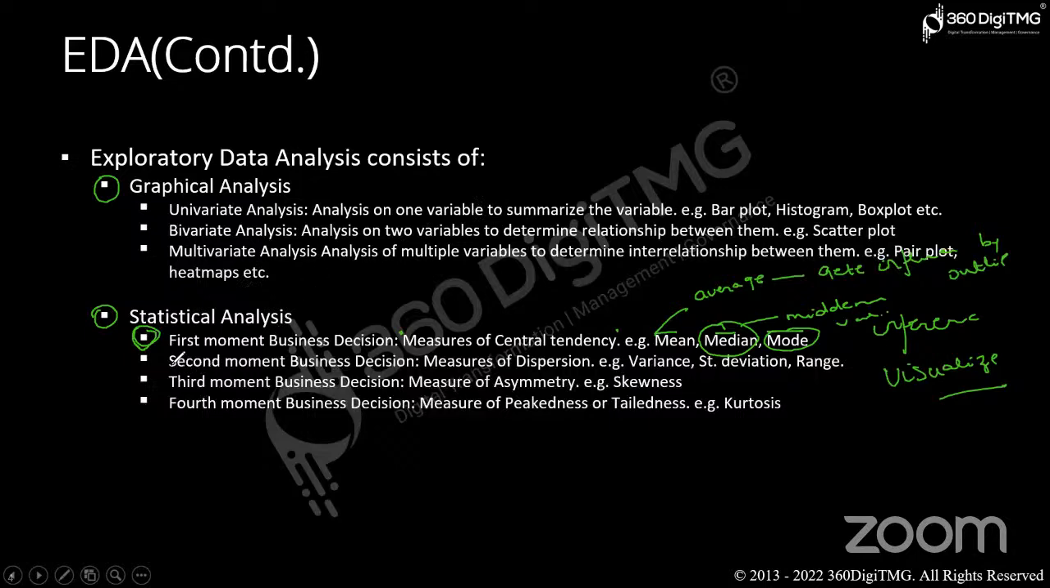Then you have the second moment business decision. In this, we find out the variance, standard deviation, and range. When you find out the variance, the drawback over here is the units get squared. To get the original unit back, we resort to standard deviation. And range is nothing but your maxima minus minima. Right?